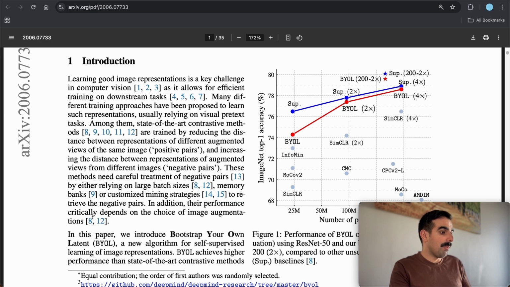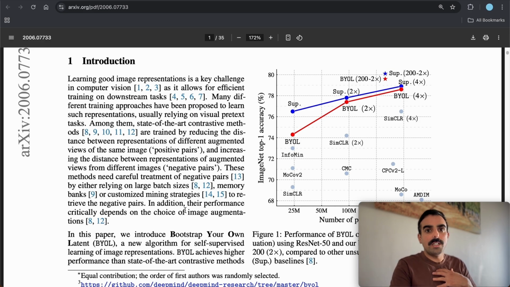By either relying on large batch sizes, memory banks, or customized mining strategies to retrieve negative pairs. In addition, their performance critically depends on the choices of image augmentations. So basically, they are talking about negative pairs needing large sizes, so these are memory requirements, or relying on image augmentation. How you augment the image determines how your neural net will learn the visual representations.